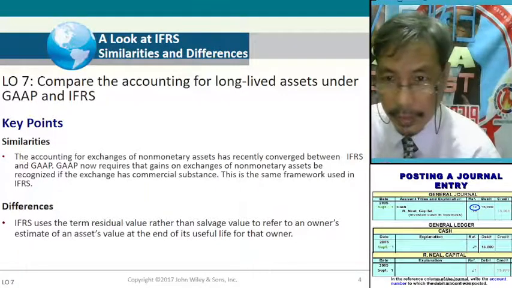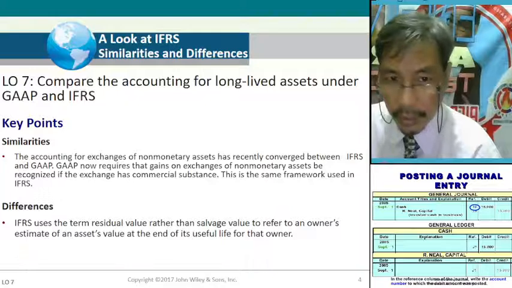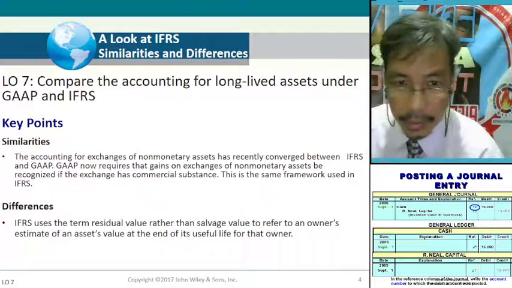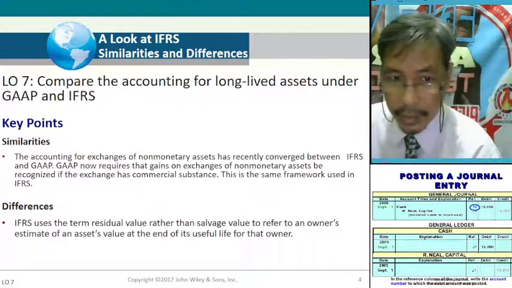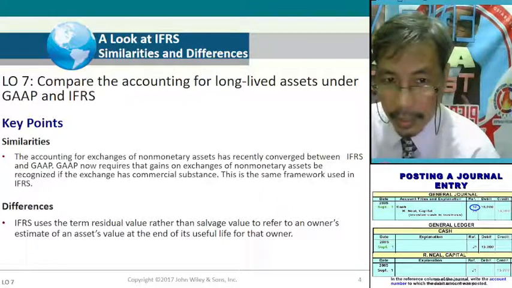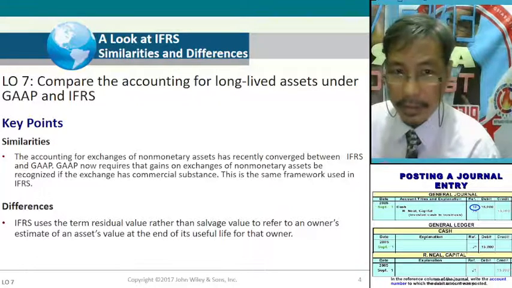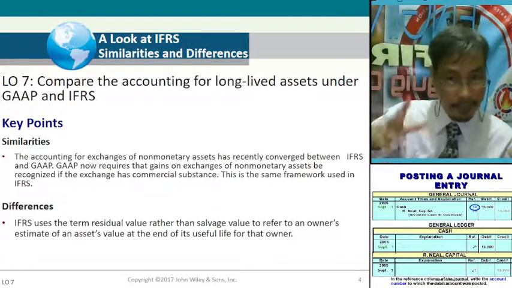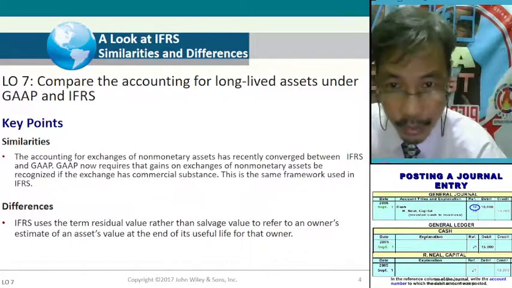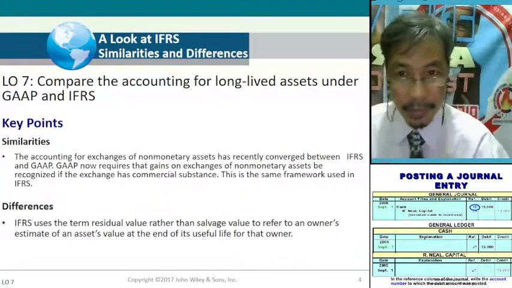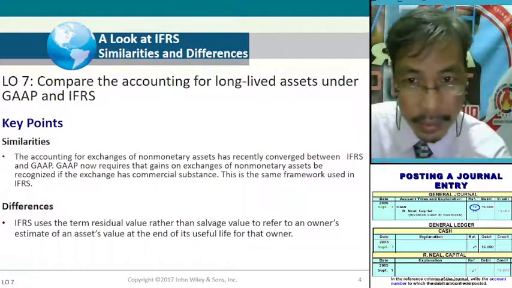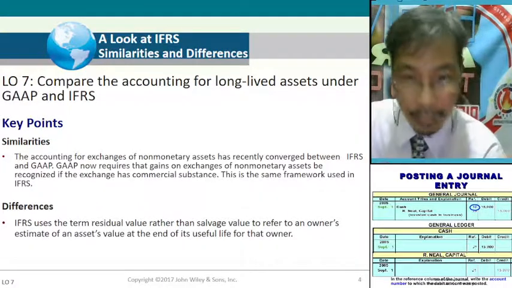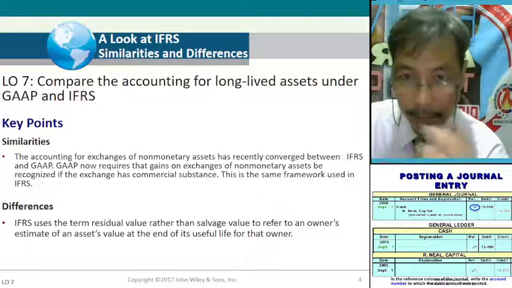Another similarity is the accounting for exchanges of non-monetary assets, as recently converged between IFRS and GAAP. GAAP now requires the gains on exchanges of non-monetary assets be recognized if the exchange has commercial substance. This is the same framework used in IFRS. What we showed in this chapter as an example of reporting of journal entry is what we are talking about as a similarity between GAAP and IFRS.